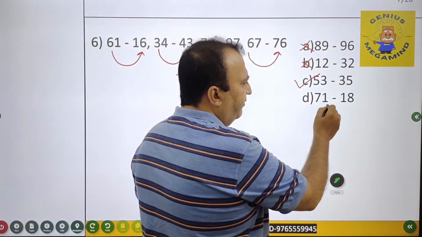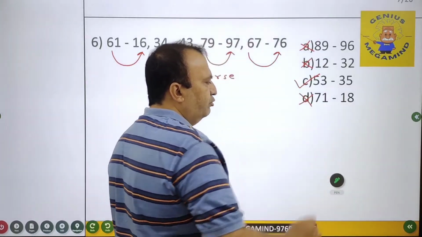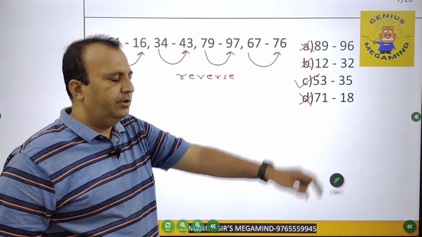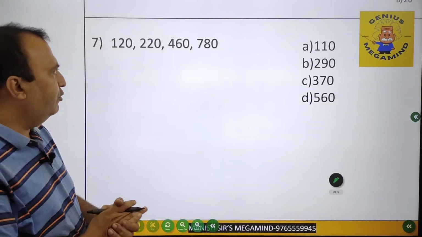And the reverse of 71 cannot be 18, so this also cannot be the answer. So the answer for this question is option C. Now let's go for the 7th question, my friends.